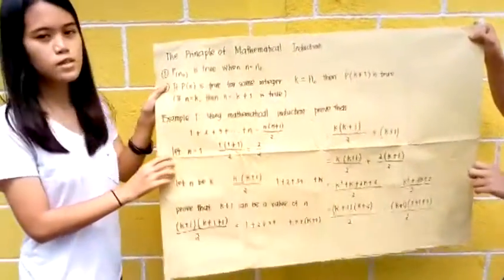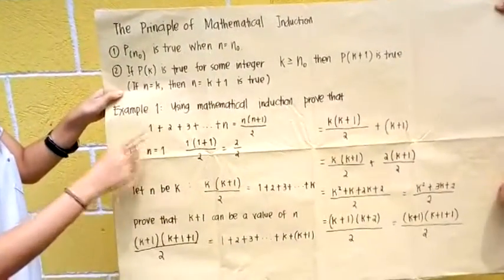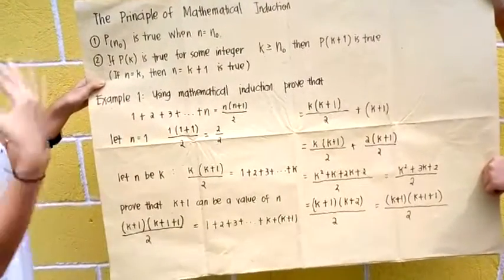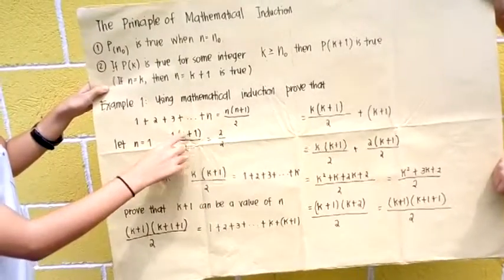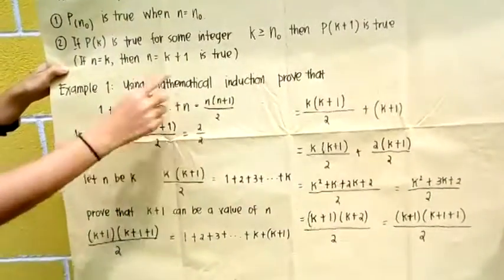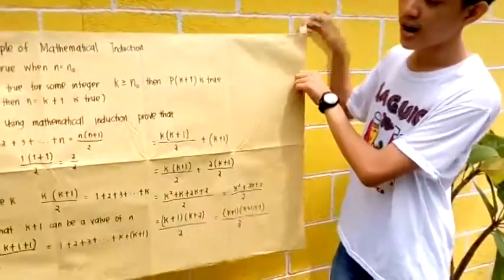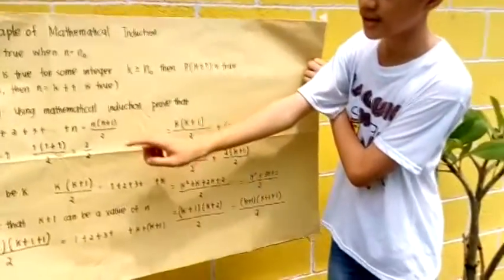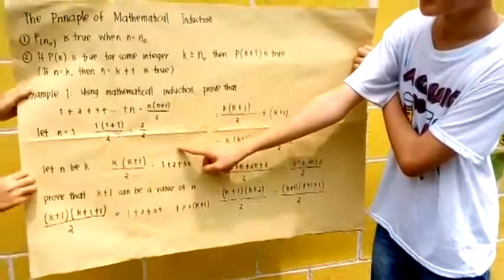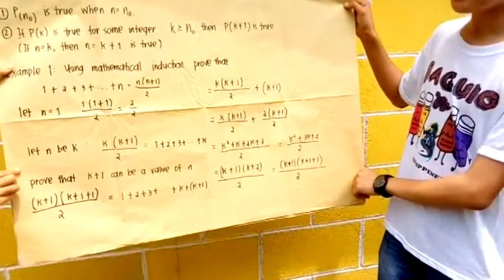So the first step is we have to let n be equal to 1. So we will substitute the n to 1. So it will be 1 times 1 plus 1 over 2, which is equal to 2 over 2, which is 1. Both equal to 1. So, yes, our n equal to 1 states that the substitution that happened is correct. Proven.